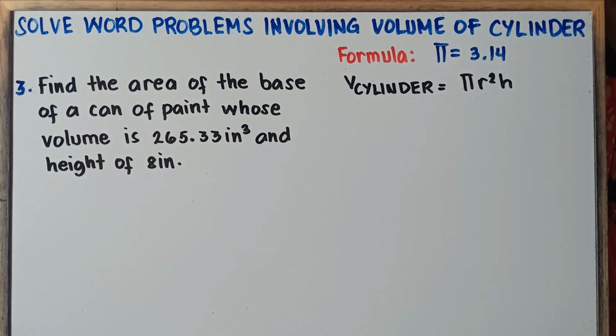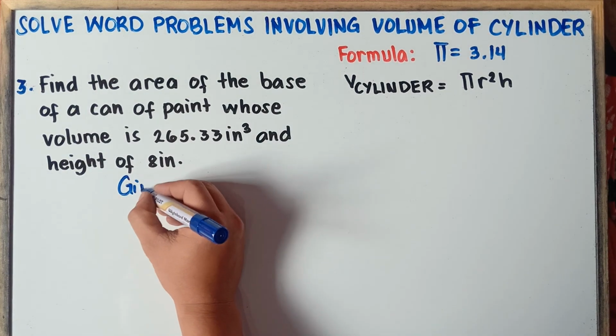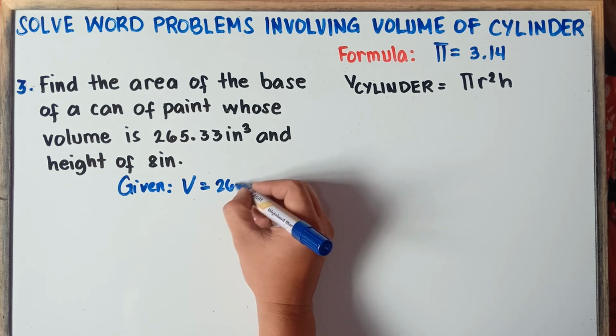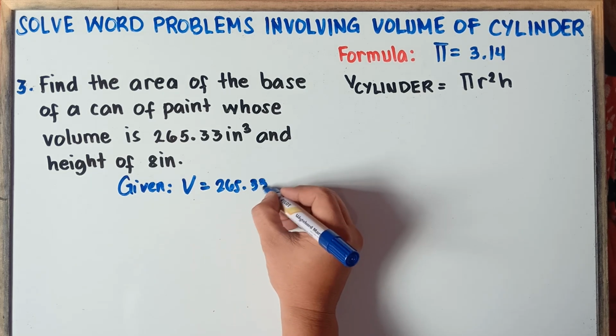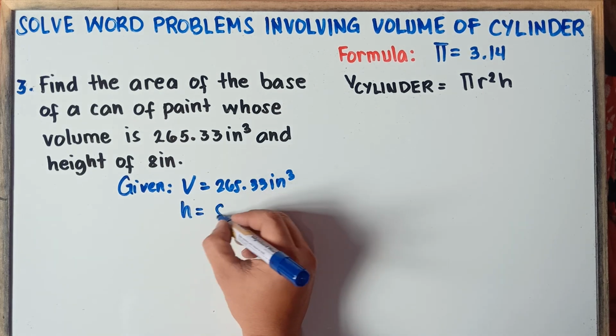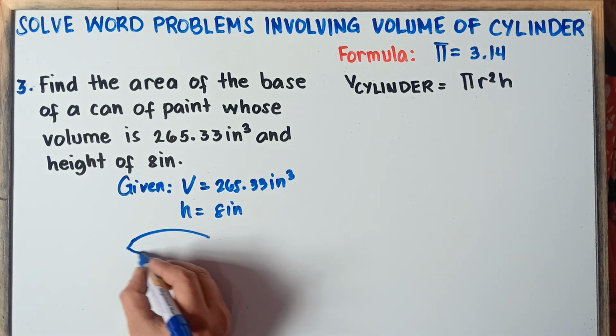Alright, so let's work on example number 3. Find the area of the base of a can of paint whose volume is 265.33 cubic inches and height of 8 inches. So once again, class, we can write down the given for us to be guided. We have given volume, so the volume is equal to 265.33 cubic inches. And we have given height, that would be 8 inches. So we can illustrate this one, class. So illustration.